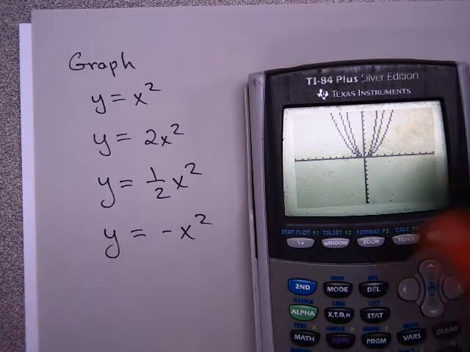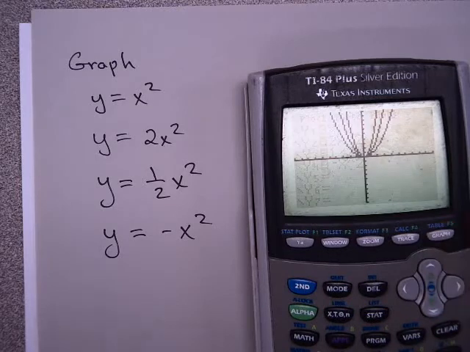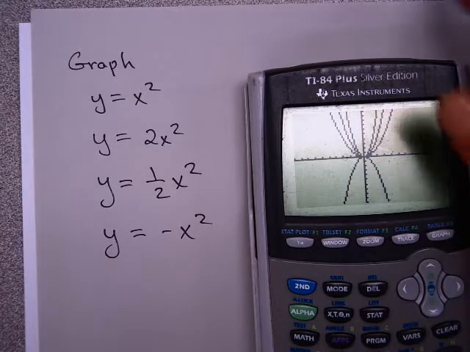And what if there's a negative number in front of this? Let's put this minus x squared, and I'll graph. You'll notice that that's just x squared reflected through the x-axis.